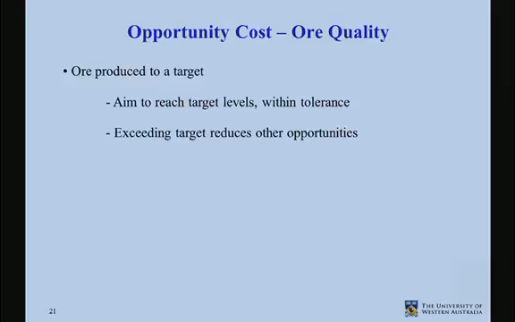So if you exceed your target, you get engineers to say, well, that doesn't matter. We've made them very happy. But if you exceed your target, you've reduced other opportunities. If you send out ore that is too good in quality, you could have mixed it with ore that was below target and made it up to target. So there is an opportunity cost if you exceed your targets. And as Terry Howard, a colleague at BHP, used to say to me, the objective is to please customers, not to delight customers. And as a consultant or in any task, that is really true. Otherwise, you are suffering from opportunity cost.